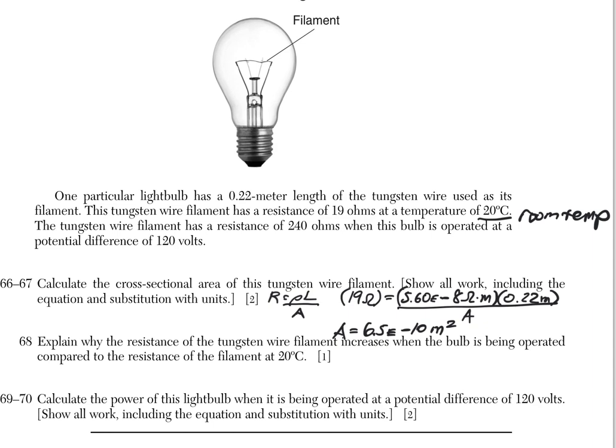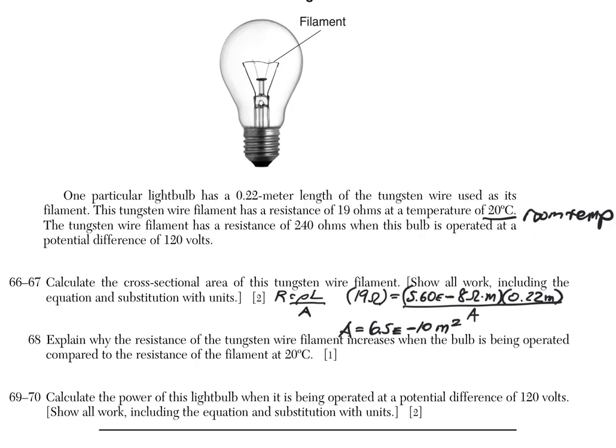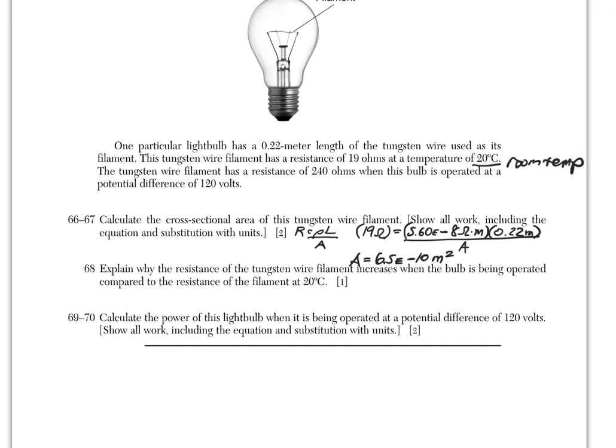Now the reason why we're using the 19 ohms and not the 240 ohms is because the resistivity of tungsten is 5.6 times 10 to the negative 8 ohm meters when at room temperature. But when it's operating at 120 volts, it is not room temperature. In fact, it is white hot, which is why it produces light. So anyway, that is the cross-sectional area no matter what.